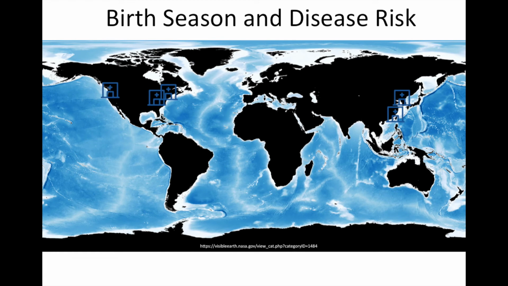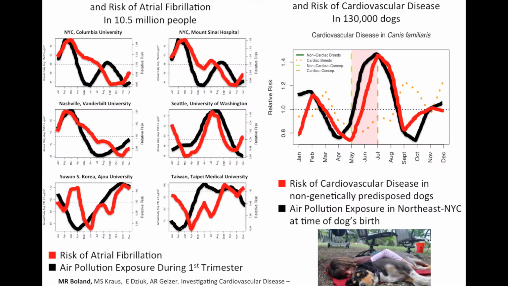The environmental data I previously mentioned is very, very helpful in understanding the relationship between birth season and disease risk. This image here shows the location of sites that have been used in a few different research papers from my lab, investigating the role of birth season and disease risk from across the globe, including 2 sites in Asia. This work allowed us to reveal that the first trimester exposure to air pollution increased the risk of atrial fibrillation in 10.5 million humans. Upon coming to Penn Medicine, we were able to expand this research and look at the role of air pollution during development on the risk of cardiovascular disease in 130,000 dogs. That's shown on the right.